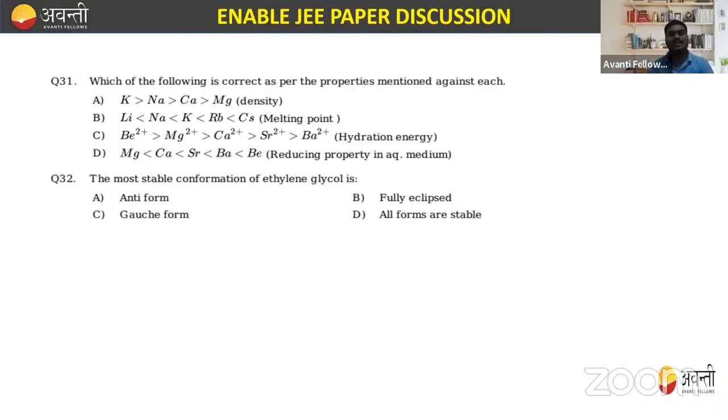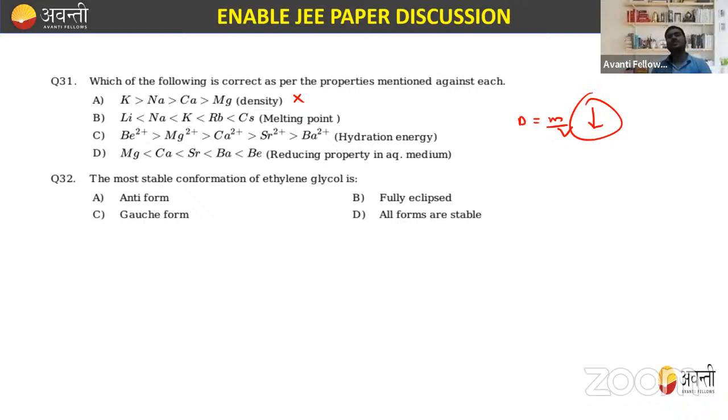If I'm talking about the density of potassium, sodium, calcium, magnesium, we all know as we move down the group, density increases. Why? Because density is equal to mass upon volume. On moving down the group, size increases, atomic mass increases. So we can say that density also increases. So yes, potassium has greater density than sodium, right? But sodium can't have density more than calcium, right? Okay, so this is absolutely wrong. Now move to the next.